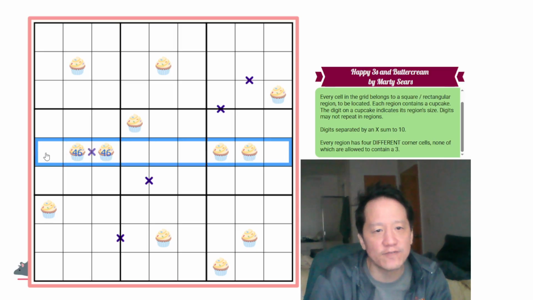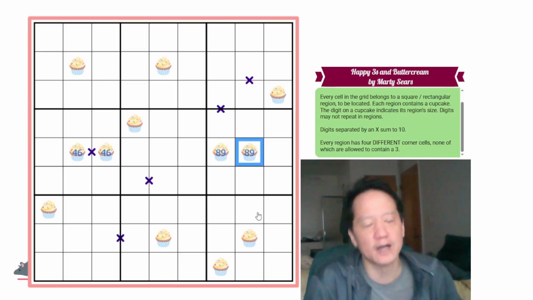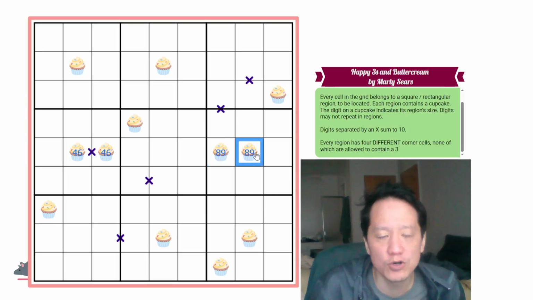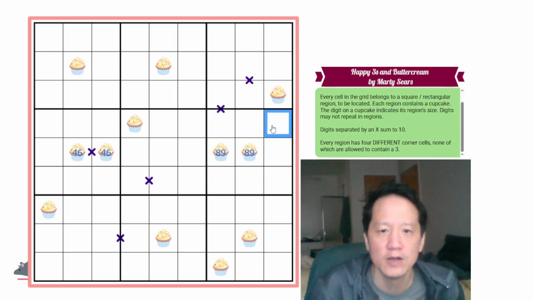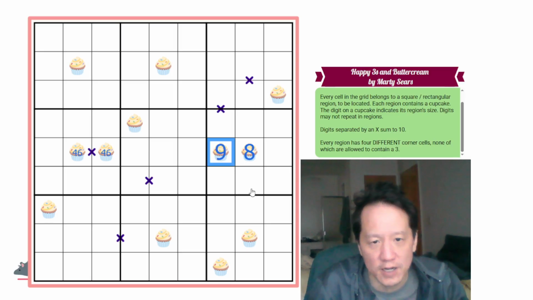That means the 4-6 pair eliminates any 4 and 6 in the rest of the row. So these must be 8 or 9. Well, this can't be 9, because if this were 9, the problem is it would always include this cell, because any 3 by 3 square you draw with this cupcake would always contain this cell. So this can't be 9. This has to be 8, which makes this a 9.